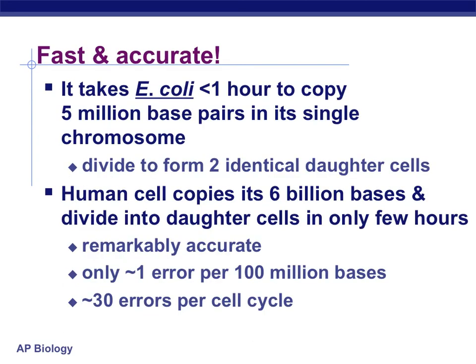Not only is it accurate, but it's very fast. In the bacterium E. coli, it takes less than an hour to copy 5 million base pairs, and it just has a single chromosome, with DNA that is found in a ring. And for that to divide into 2 identical daughter cells, remember from our original cell cycle unit that we have to have the synthesis of the DNA, of the genetic material, before the cell can actually split. Now, human cells copy their 6 billion bases and divide into daughter cells in only a few hours. So it's remarkably fast, and it's remarkably accurate.